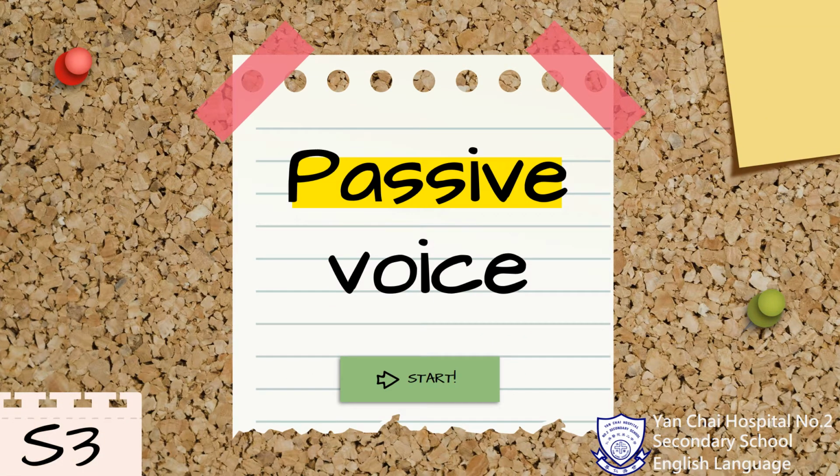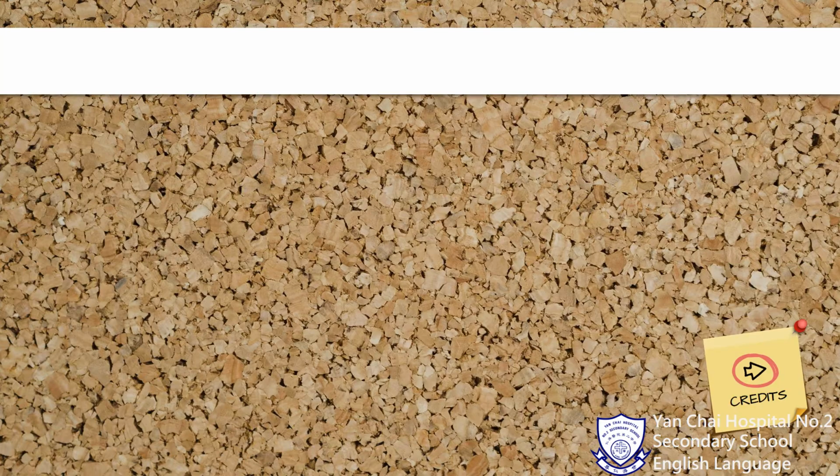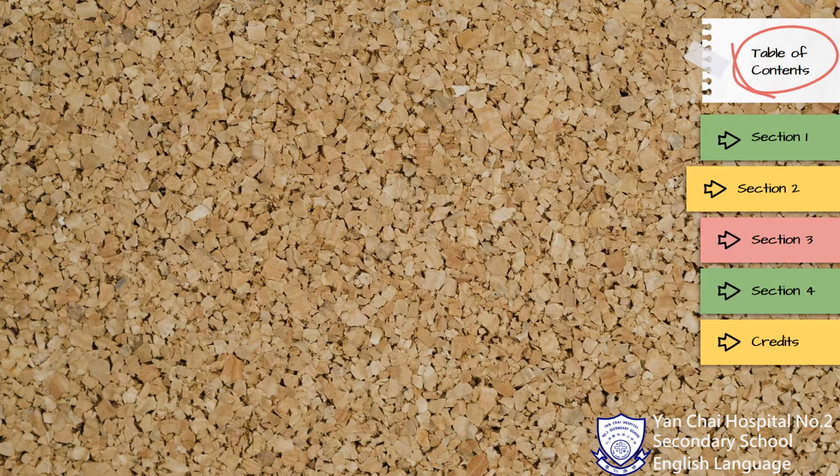So today we're going to talk about passive voice. First, we're going to talk about the differences between active voice and passive voice. The difference is that for active voice, we talk about what the subject does. But for passive voice, we talk about what happens to the subject.